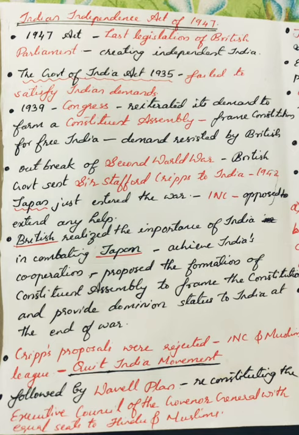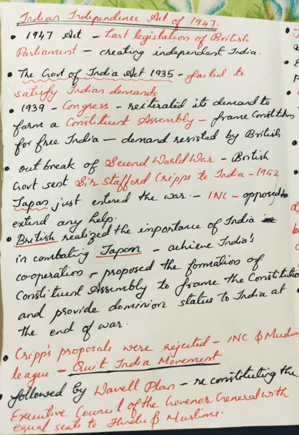Why did they want Indians to participate in the Second World War? The Indian National Congress was opposed to extending any help to the British in World War II. Also, the British realized the importance of India in combating Japan. So to achieve Indians' cooperation, Stafford Cripps proposed the formation of a Constituent Assembly to frame the Constitution and provide dominion status to India, that means partial freedom, at the end of the war.